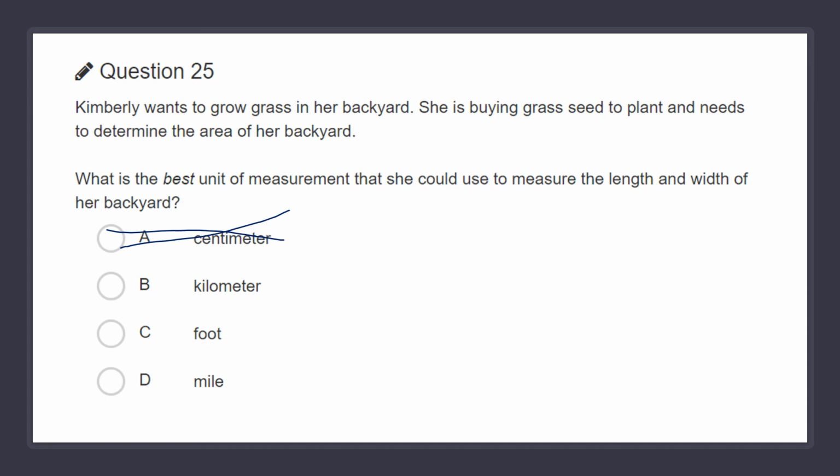Kilometers are pretty big. It's not as big as a mile, but that's 1,000 meters. So unless you have a really big backyard, you're probably not going to use kilometers. Same reasoning for miles, because miles are even bigger than a kilometer. So for most people, I would say a foot would be the most reasonable measurement for your backyard, unless you happen to live on a ton of land, which in Milton, I know there are people who do, so maybe a different measurement would be more appropriate for you. But generally speaking, feet would be the most appropriate unit for this.